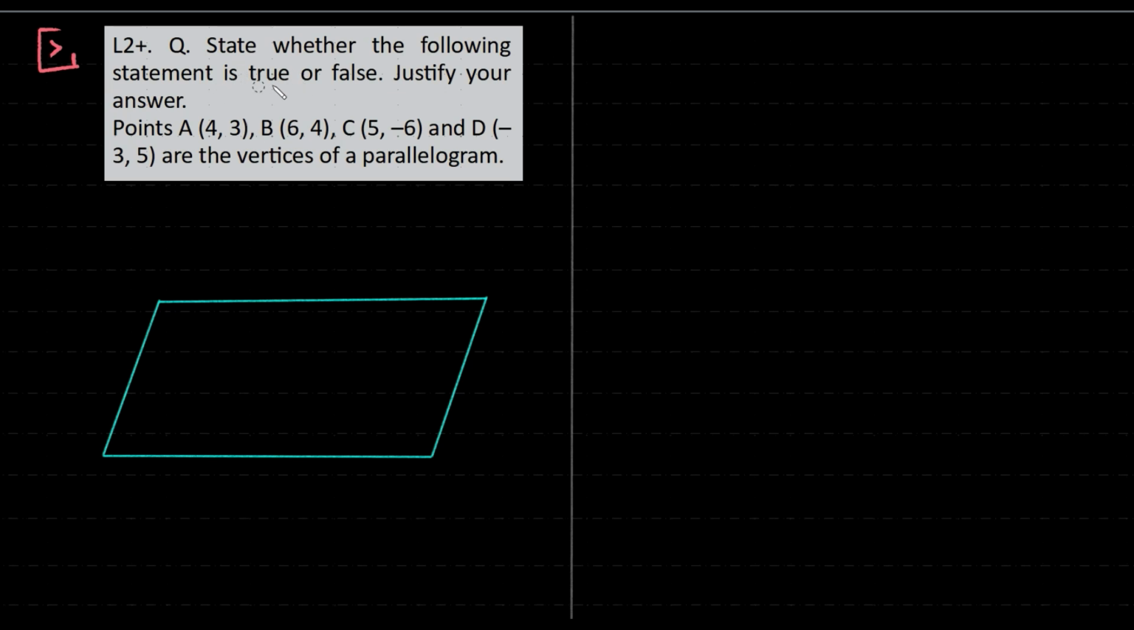State whether the following statement is true or false. Justify your answer. Points A, B, C, D are vertices of a parallelogram.